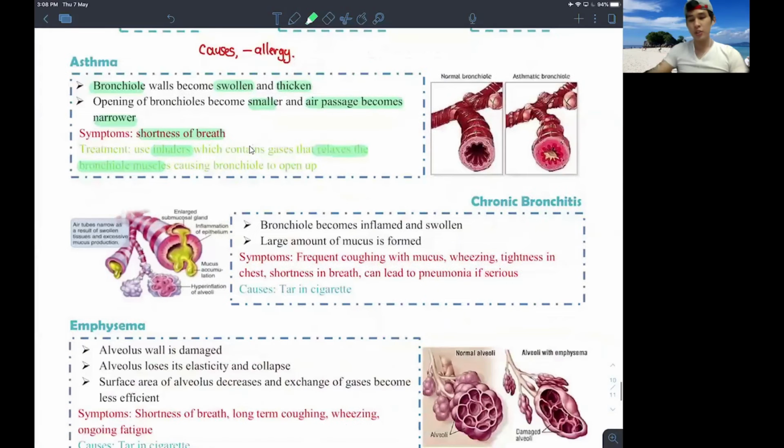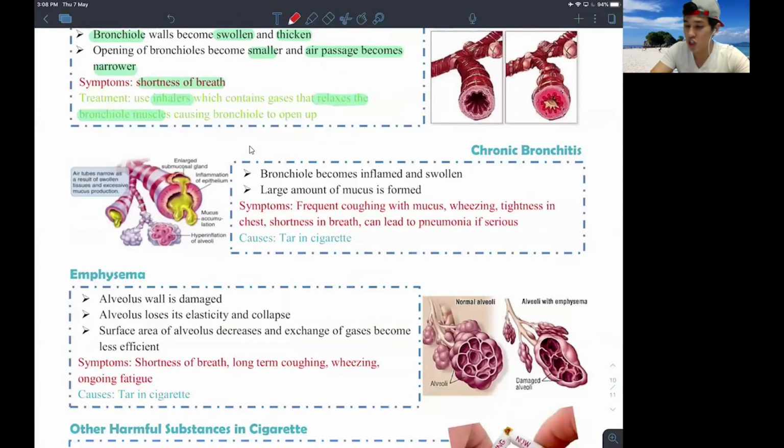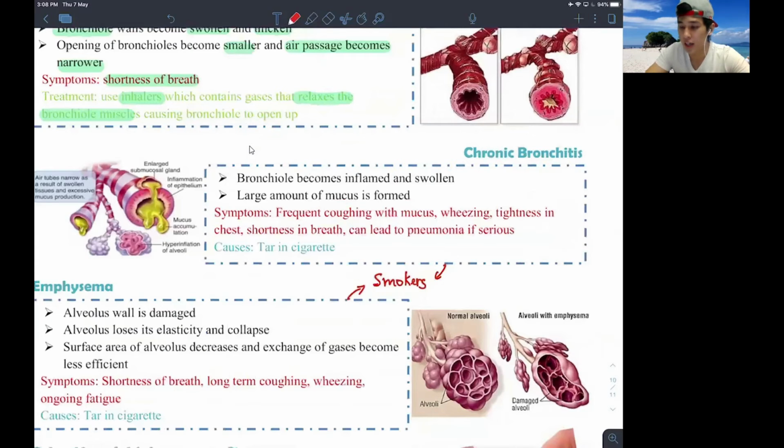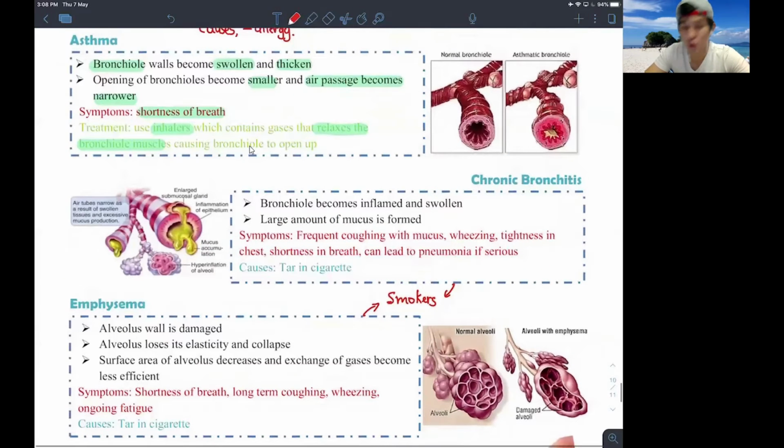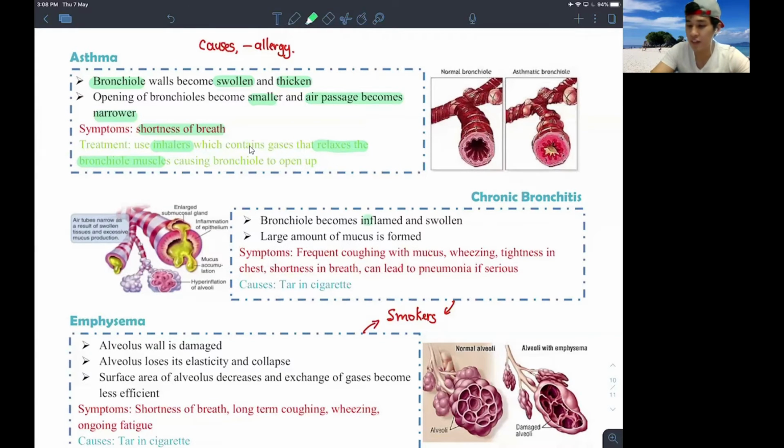The next two are chronic bronchitis and emphysema. These two are more serious, and they usually occur in smokers. If you smoke a lot, you'll most likely get these two diseases. Bronchitis is also a bronchial problem. It is something like asthma, but it is usually caused by smoking, so your bronchioles also become inflamed and swollen.